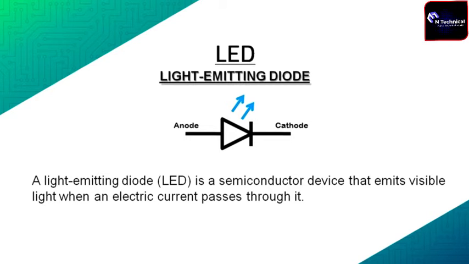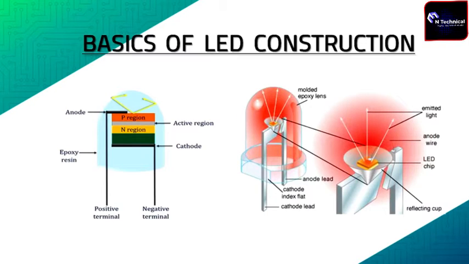Now friends, let's move further and understand the construction of light emitting diode. Light emitting diodes are basically formed when a p-type semiconductor material is merged with an n-type semiconductor material. But let's make it very clear that LEDs are not formed using silicon or germanium as their basic material.